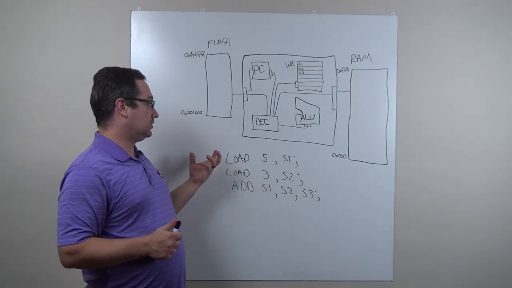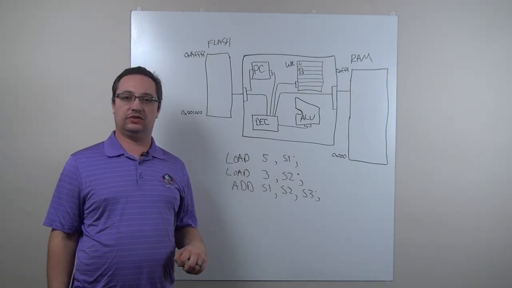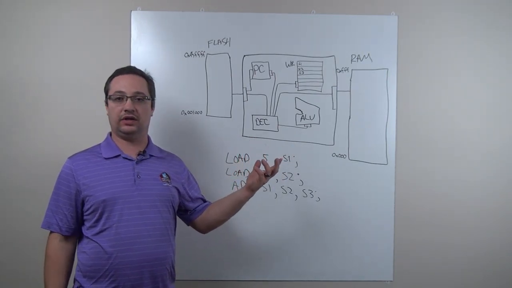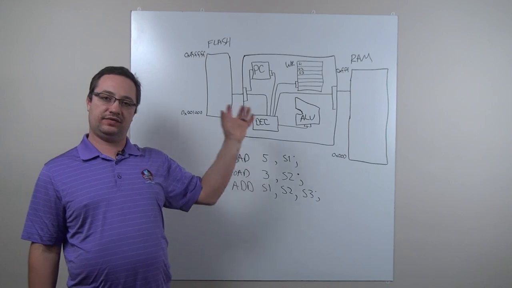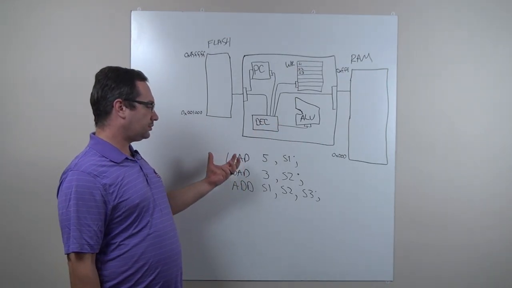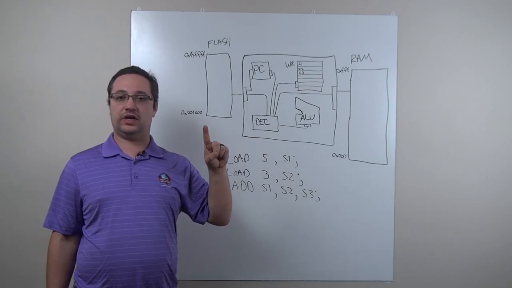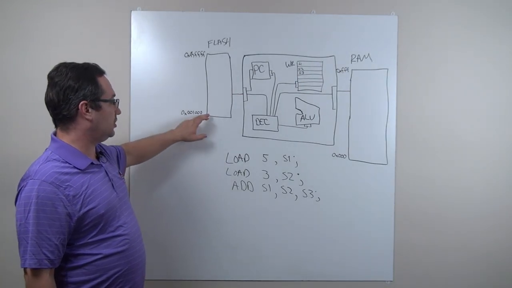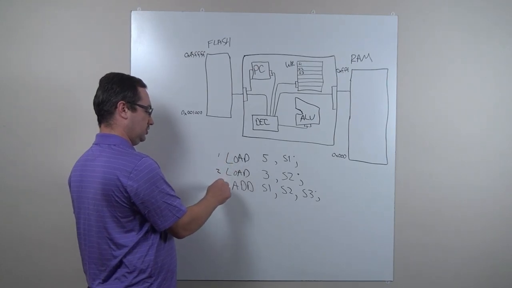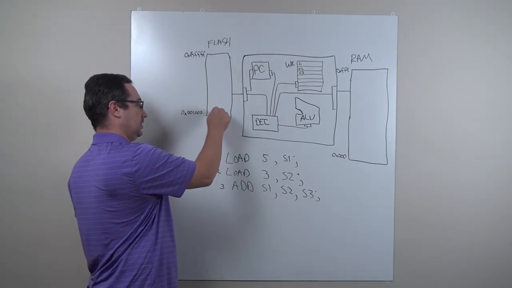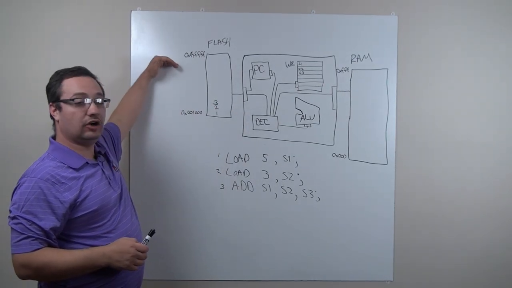So how does this work? Well, the first thing is that the architecture I drew here is called a non-pipelined architecture. What that means exactly, I'm going to touch on toward the end after we finish most of our discussion. But this architecture executes one instruction at a time. And so these instructions are now going to be sitting in our flash. So if this is instruction 1, this is instruction 2, and this is instruction 3, they're going to be sitting as 1, 2, 3 in our flash.